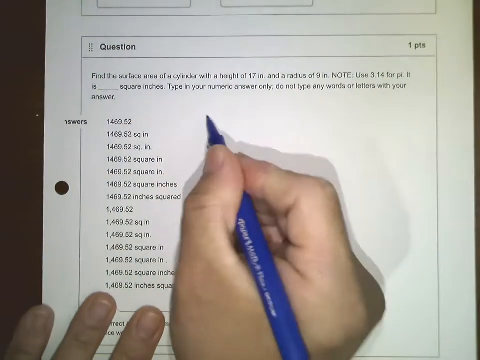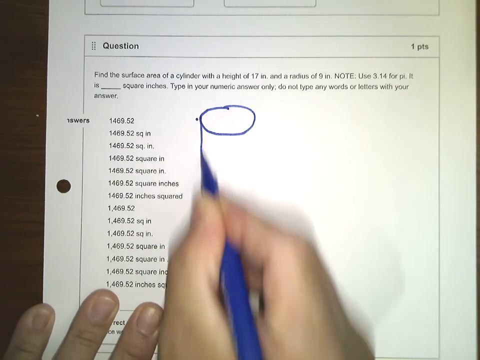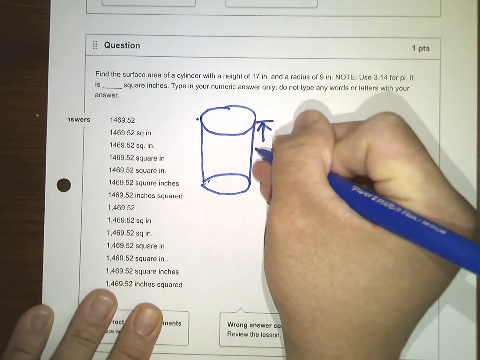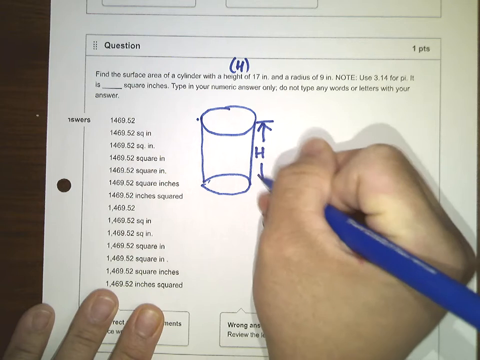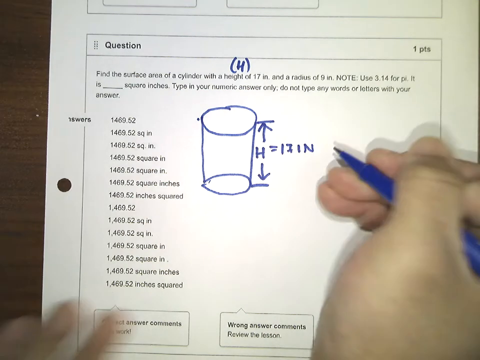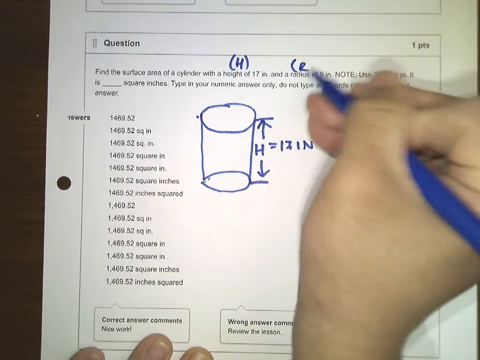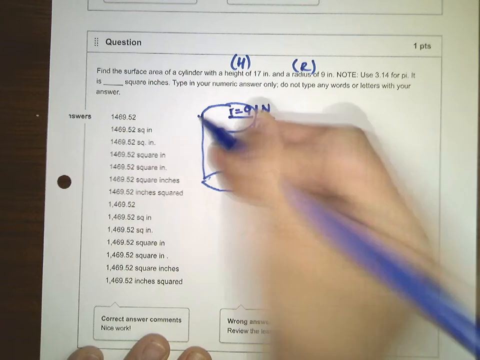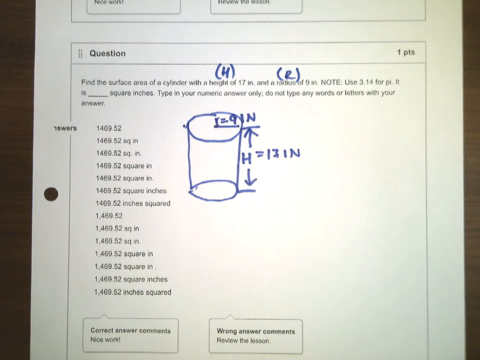So let's go ahead and move on to another example of finding the surface area. Find the surface area of a cylinder. So here is a cylinder, and it has a height, H for height, of 17 inches, and a radius, R for radius, of 9 inches. Remember, the radius is only halfway across the circle, from the center to a point on the circle.